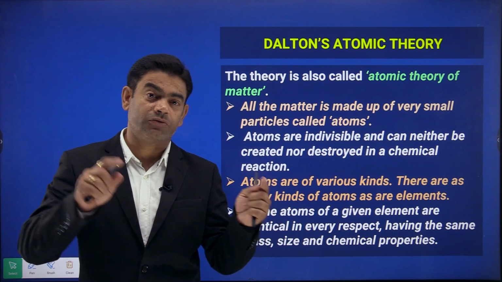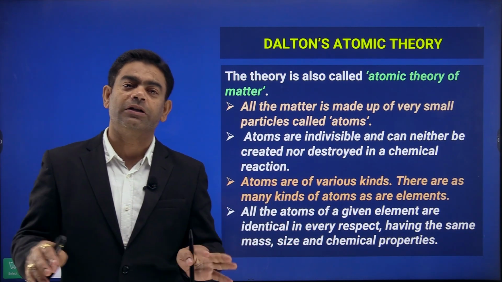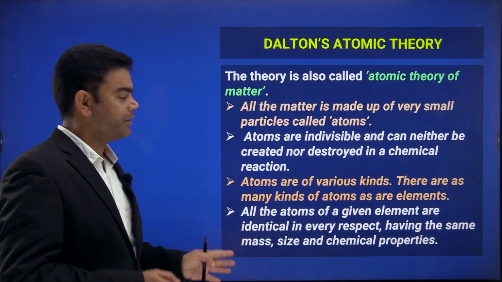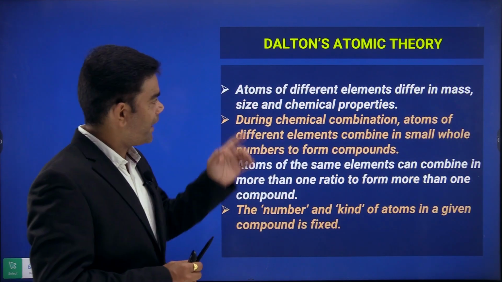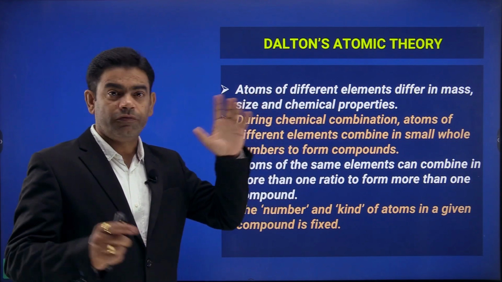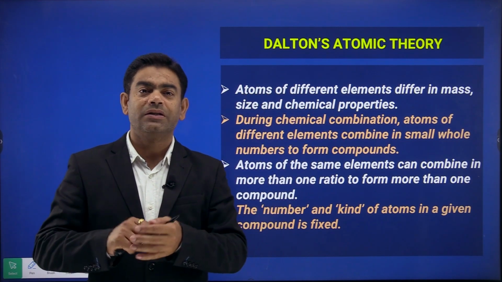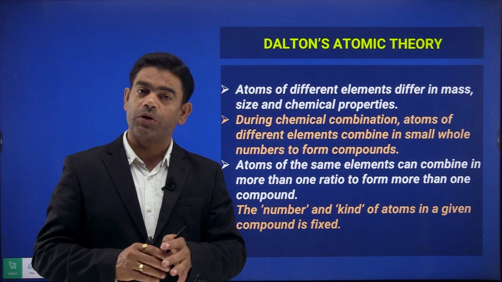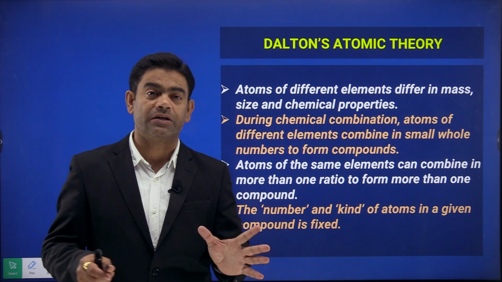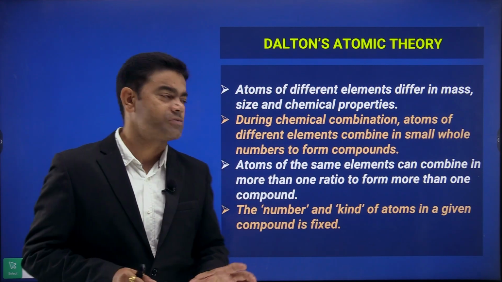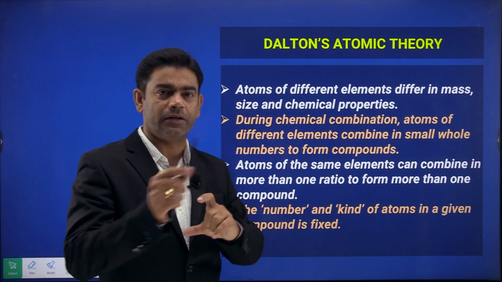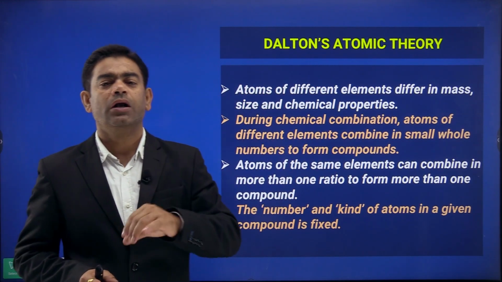But if you have atoms of different elements, they differ in their properties, in their size, in their composition also. Atoms of different elements differ in size and chemical properties. Whenever a chemical reaction takes place, these atoms rearrange themselves, they are not lost. They are neither destroyed nor created. They simply rearrange themselves.